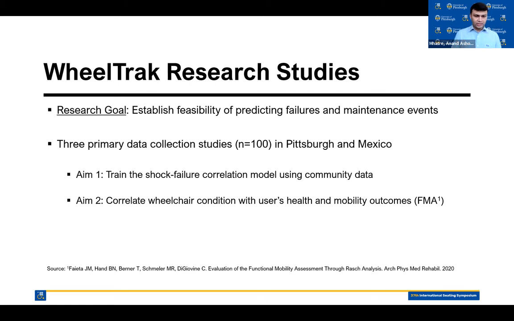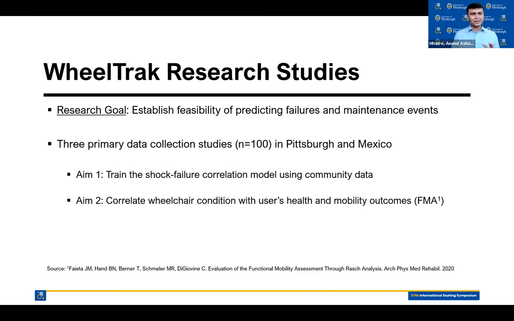There are 2 big aims. I'm trying to investigate the shock and failure correlation. So this is shocks, how many shocks we are seeing and what failures are happening, specifically with casters and rear wheels and other critical parts. And then, can we correlate this wheelchair's condition to the user's health? We are using the FMA tool that has been developed at the University of Pittsburgh, so that we can predict users' health based on wheelchair's condition.